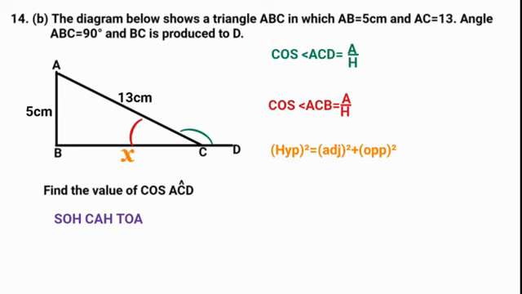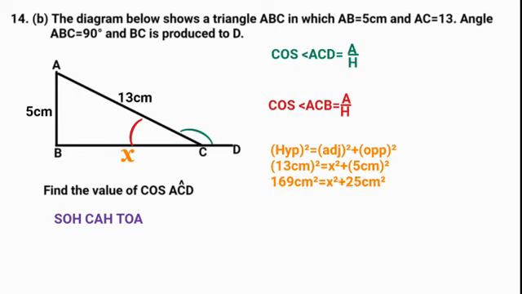Now we're going to put in the values. What is the value of the hypotenuse? We know it's 13 centimeters, so it's 13 centimeters squared. What is the value of the adjacent? It's not given, so we have X. So it's equal to X squared plus, what is the opposite? Opposite is 5 centimeters squared. So 13 times 13 is 169 centimeters squared, which is equal to X squared plus 25 centimeters squared.